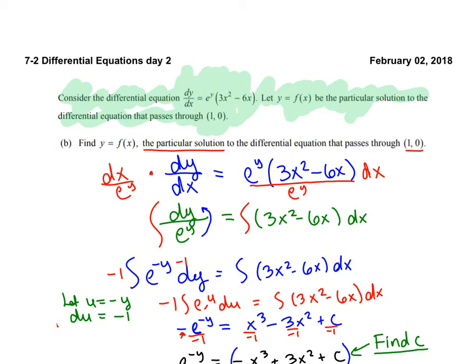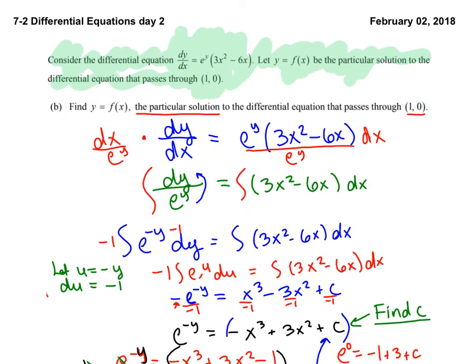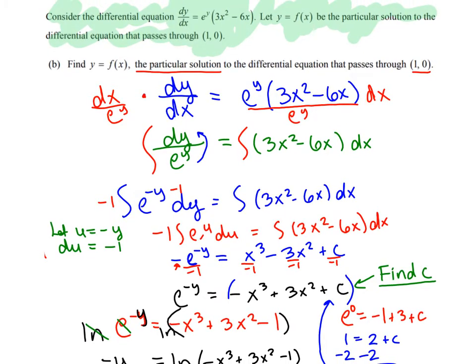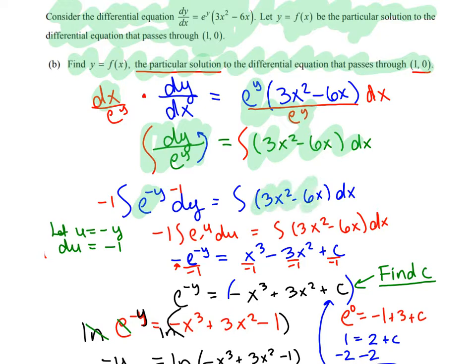Anyways, we're probably going to have to separate this. So whatever I said in the previous slide will actually happen right here. So find the particular solution to a differential equation that passes through (1, 0). We want to get these separated, so divide by e to the y on both sides, multiply by dx on both sides. You're going to end up with an integral equaling an integral. So e to the negative y, the e to the y's are really easy. You just have to worry about that negative. And then this integral isn't too bad either.